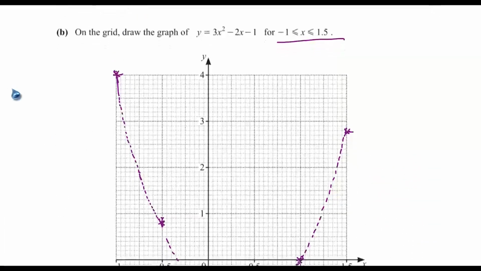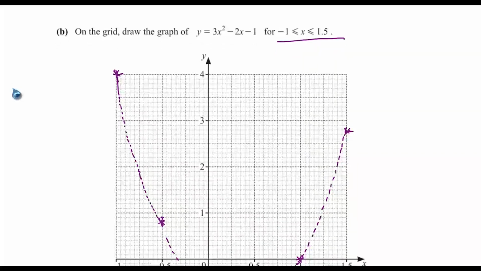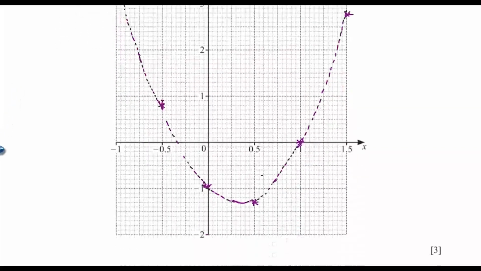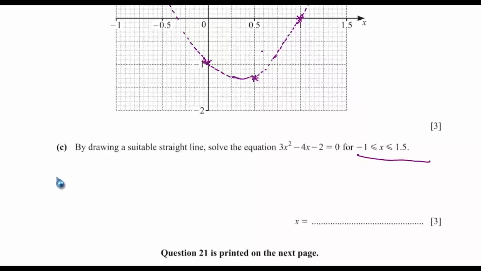So what we need to do is rewrite that so that it will fit. We have already drawn the graph of 3x squared minus 2x minus 1, and that is equal to y. So we can write this equation now in this form, okay? Where we have minus 4x, we can split it to minus 2x minus 2x, and where we have minus 2, we can split it to minus 1 minus 1.